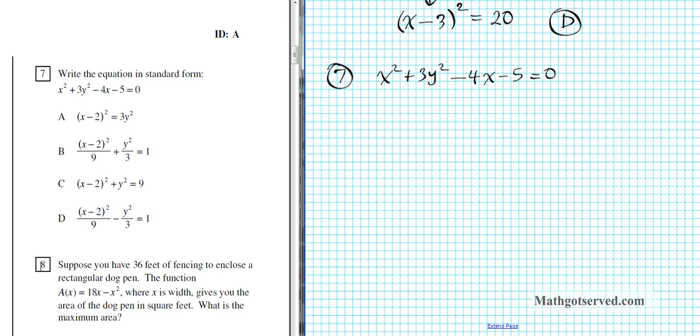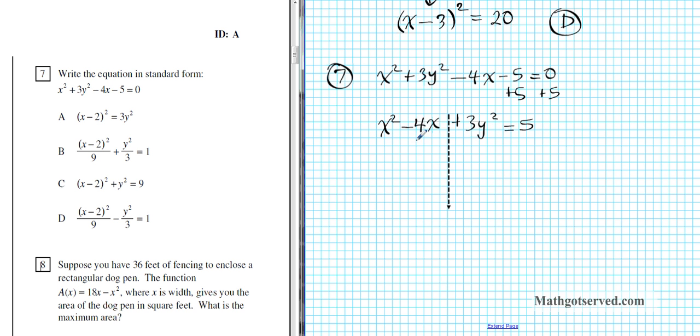So we have x squared minus 4x, the x's together, and then plus 3y squared. The 3y squared doesn't have any other y term with it, so it stands alone. Add 5 to both sides. Since it's a constant, it goes on the other side. Now we're going to partition our worlds. We have the x world and the y world.